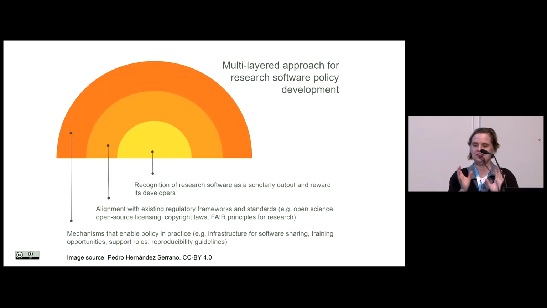That the most important thing needed in a multi-layered approach for research policy development is this central element: research software is recognised as an equal with research publications, open data, open hardware, and open educational resources as a scholarly output, and that its personnel also need to be supported as well as the actual software. Then there's a second or middle layer: there needs to be alignment with existing regulatory frameworks and standards.